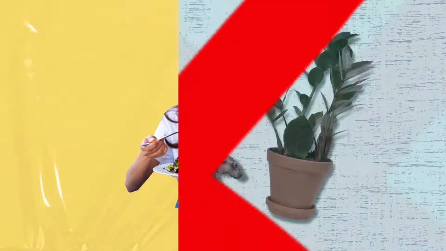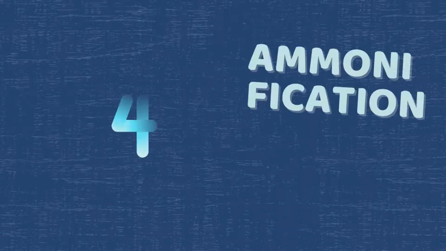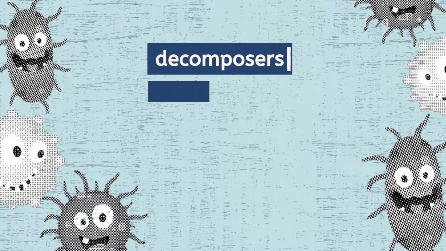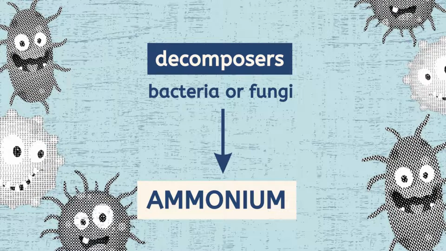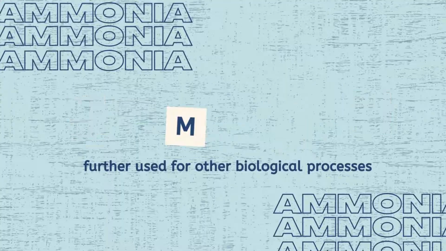When plants or animals die, the nitrogen present in the organic matter is released back into the soil through the ammonification process. The decomposers, namely bacteria or fungi present in the soil, convert the organic matter back into ammonia. This process of decomposition produces ammonia, which is further used for other biological processes.